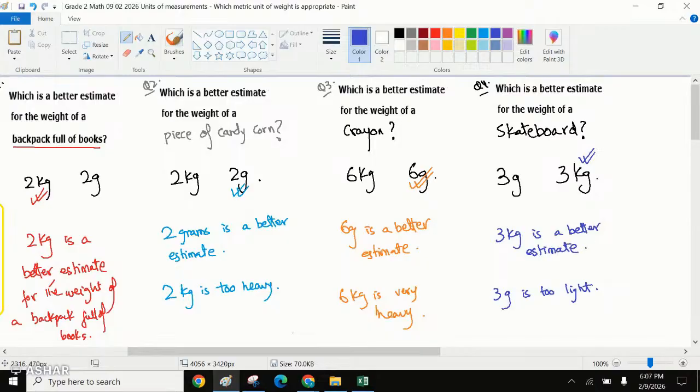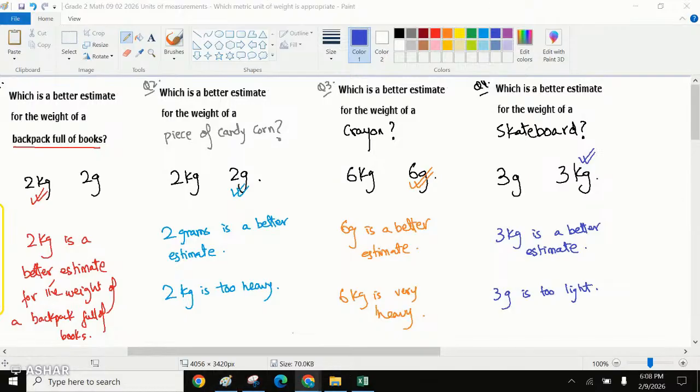Okay, sometimes we need to give the reason why we are not using 3 grams, right? So if we are selecting 3 kilograms, we can also simply write: because 3 grams is too light to be the weight of a skateboard, right?